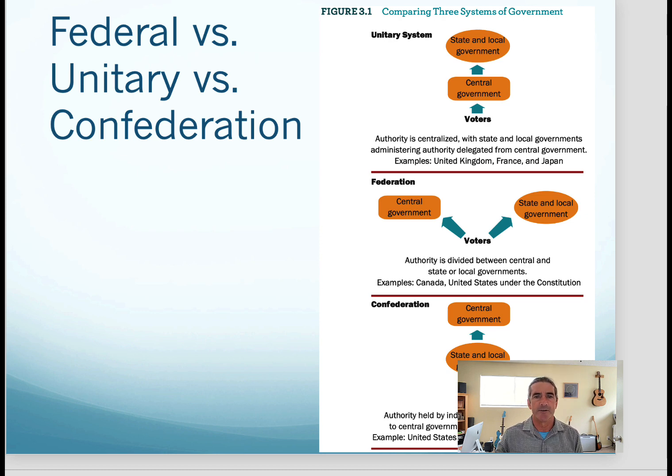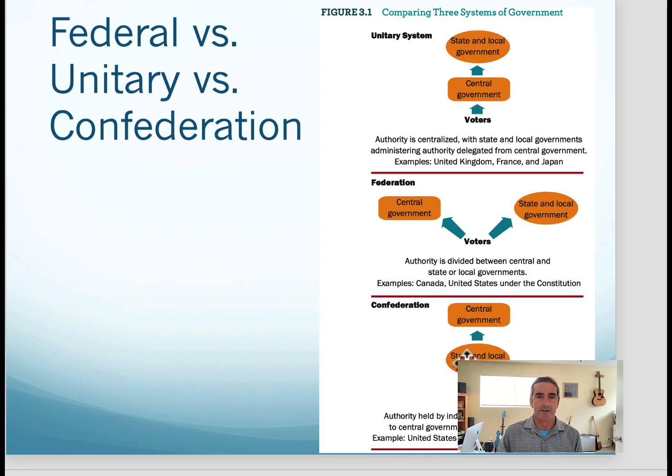So you can see in a unitary system, voters vote for the central government, and that's where the real power is, and the central government delegates some authority to state and local governments, and that would be the case in most of the democratic world, including places like the UK and France and Japan. Down here at the bottom, we have a confederation, which is what the United States had under the Articles of Confederation. And here, the voters vote for state and local governments, and that's where the real power is. And then the state and local government gives some authority to the central government. But again, this is where authority really lies.